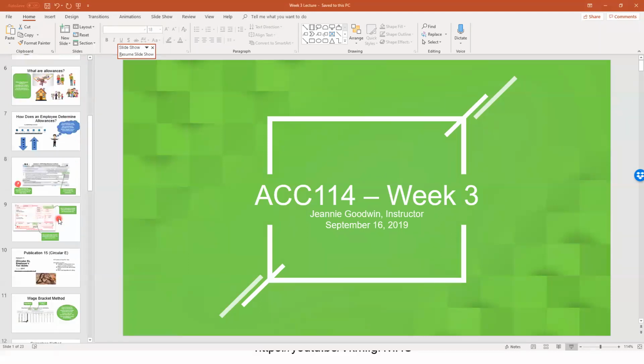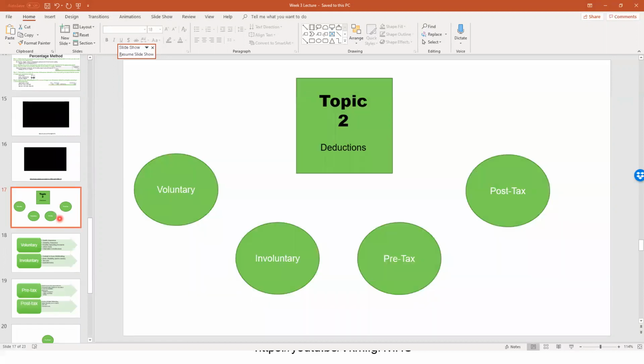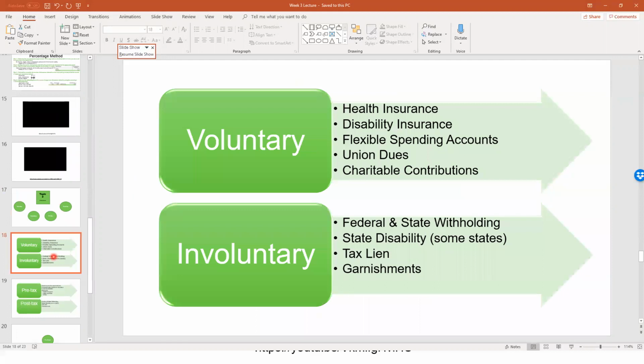Let's come back to where we were, and we're jumping past our videos. Okay, topic 2, we're talking about deductions. I know a lot of you guys are familiar with these because you see these on your checks. You get these options through your employer, so they're there. Generally, there are 2 different types of deductions that we have.